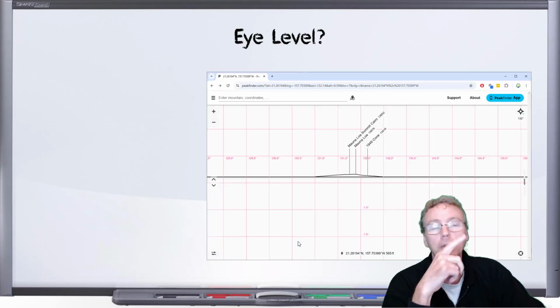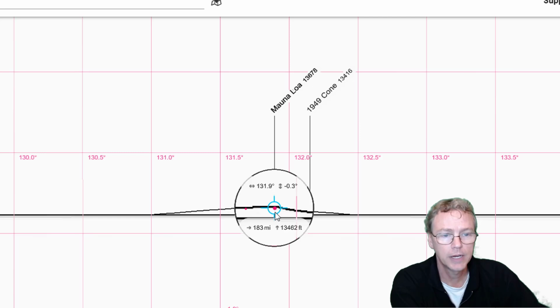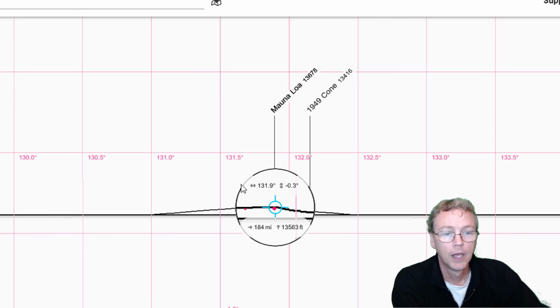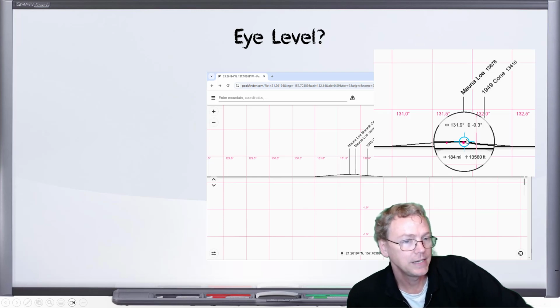Next question was, what about eye level? Okay, let's take a look at eye level. Let me click, try to hit pretty much the top of the mountain right there. Okay, that's as high up on the mountain as I can really get with my little pointer. And you can see it is indicating 13,563 feet, just shy of the known peak. And this little number right here is showing negative 0.3 degrees. Okay, I got my little insert here. Negative 0.3 degrees. What does that mean?